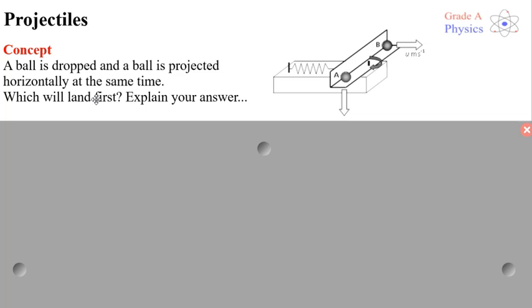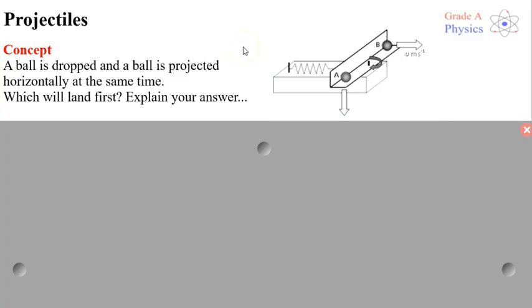So we're going to start this with a thought experiment, a concept, and you may have seen this demonstrated by your physics teacher. There's this little bit of apparatus here, a little spring-loaded mechanism. You have two ball bearings. A is just going to be dropped vertically, and B is going to be projected horizontally, at constant velocity, but they're at the same height. So the question is, which ball will land first?